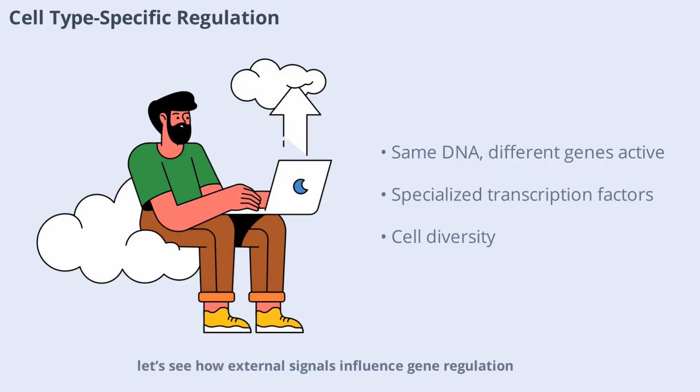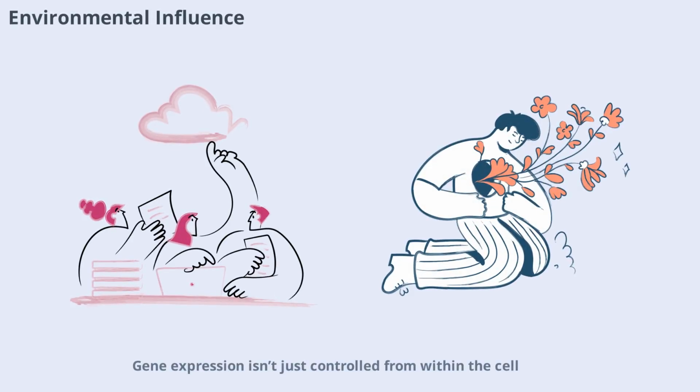Next, let's see how external signals influence gene regulation. Gene expression isn't just controlled from within the cell. External factors like temperature, light, nutrients, and toxins can all influence which genes are turned on or off. For example, plants may activate certain genes in response to sunlight, while bacteria can switch genes on or off depending on available food sources. This adaptability helps organisms survive in changing environments.